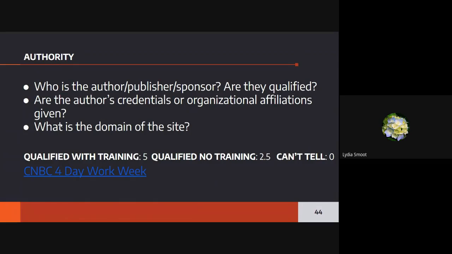Do they give their credentials or organizational affiliations? So, do they work with a university, a science team, a research team? Do they work for a newspaper? Those would all be very important. And then, what is the domain of the site?